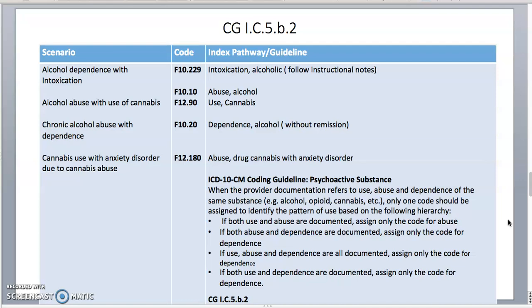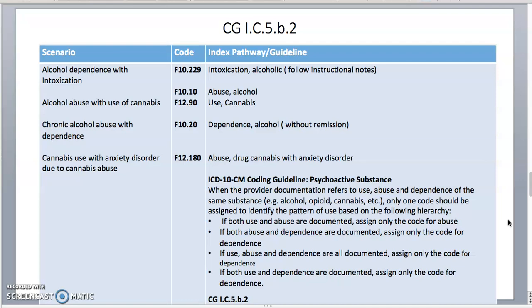If both abuse and dependence are documented, assign only the code for dependence. If use, abuse, and dependence are all documented, assign only the code for dependence. If both use and dependence are documented, assign only the code for dependence. Let's take a look at 3 case scenarios.